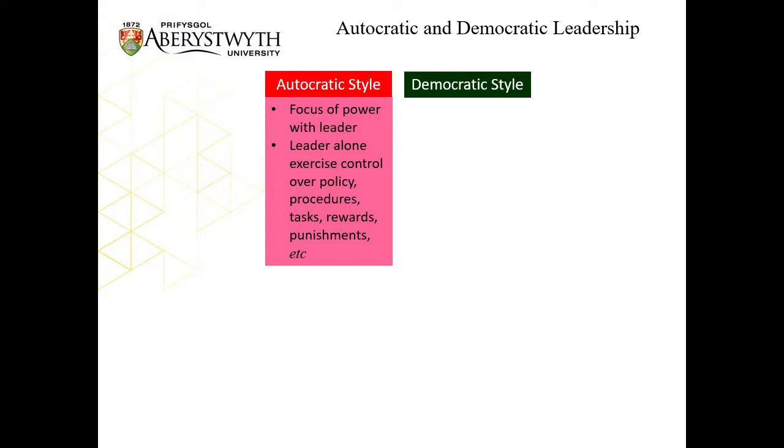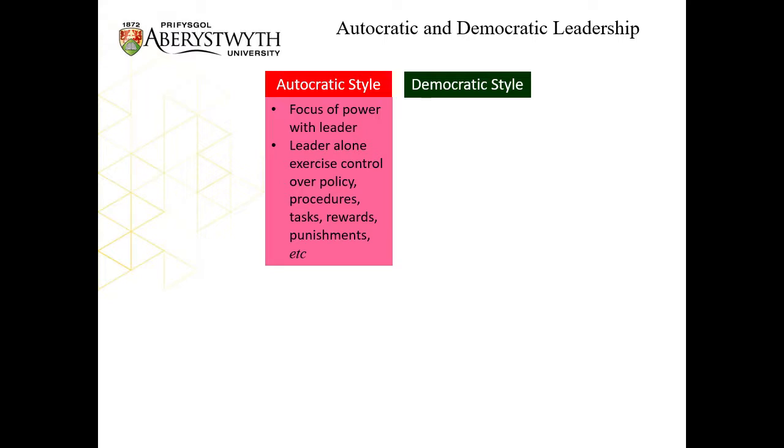This is a style which is often, but not invariably, associated with owner-managers of organisations. The leader, perhaps as an entrepreneur, set up the organisation and sees little reason why he or she should involve other people in decision making. They own the place, they have total control, and therefore they choose to exercise that control.